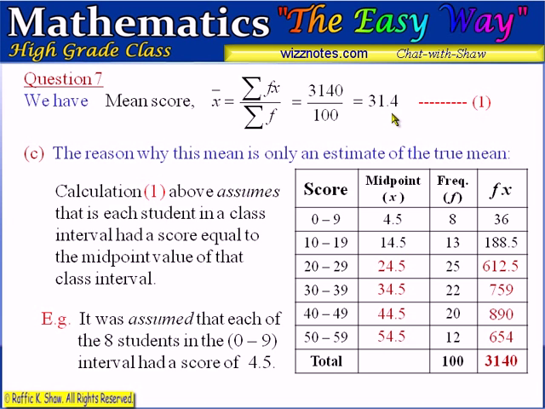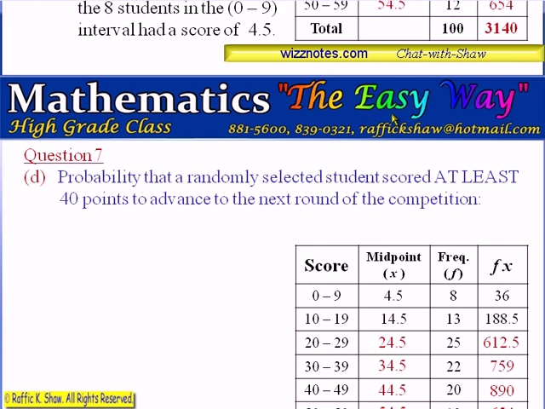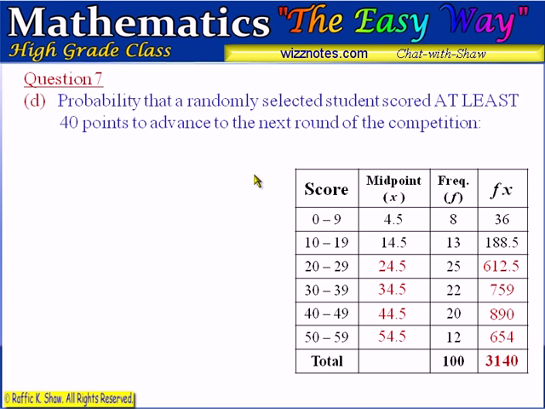Let's move down now to part D. Now in part D, we are told that students with a score of at least 40 points will advance to the next round of the competition, and we are required to calculate the probability that a randomly selected student will qualify to the next round. And as I said, to qualify to the next round, a student would have to score at least 40 points. That means 40 points or more.